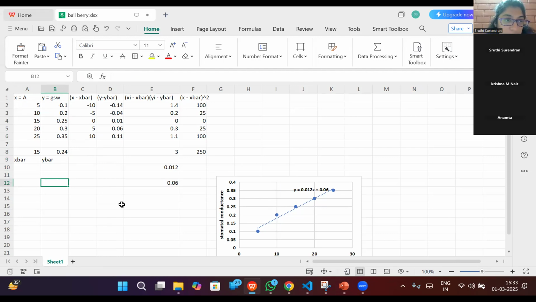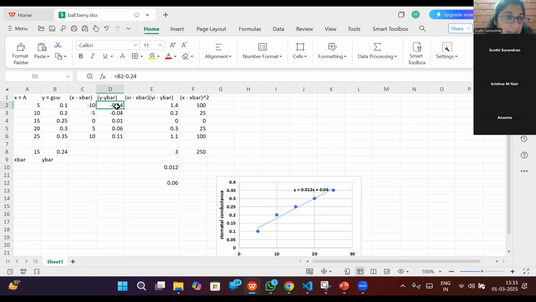Now what we have to do is find x minus x bar for each of these points. So this is x. So 5 minus 15, the average is 15. For all of these values, the x bar is going to be 15. The only value that is going to vary is the x value. So here it will be 5 minus 15, which is minus 10, 10 minus 15, which is minus 5, 15 minus 15, 0, 20 minus 15, 5, 25 minus 15, 10.